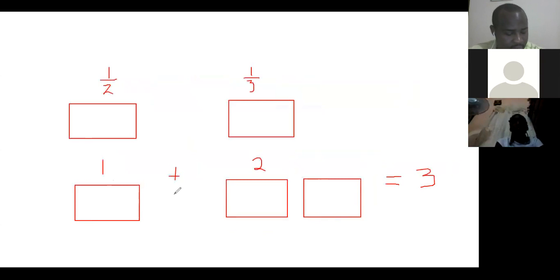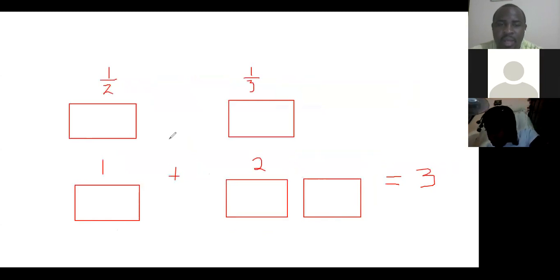Okay, you have 3 wholes, mm-hmm, and you had 5 other wholes. So you add that. How many wholes do you have? 8 wholes. 8 wholes. Zaria? Yes, sir. Okay.